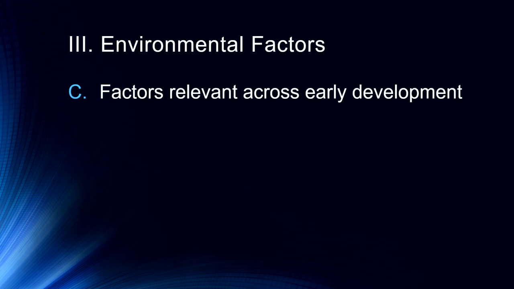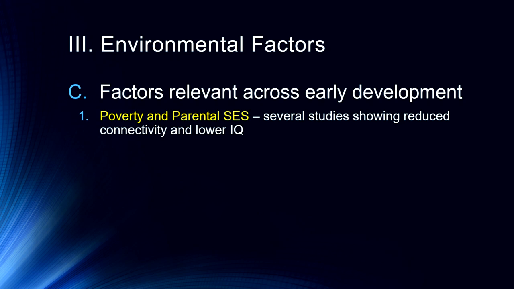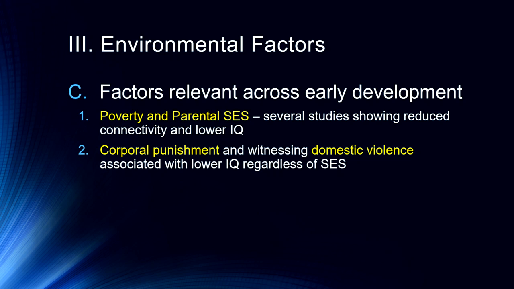So that gets us to factors relevant across early development. This is sort of across those early years. One of the most significant risk factors for brain development is poverty and parental socioeconomic status. Lots of studies show reduced interhemispheric connectivity and lower gray matter volume, and these are directly associated with lower IQ. Martha Farah and some of her colleagues have done a great deal of work in this area, which I urge you to take a look at.